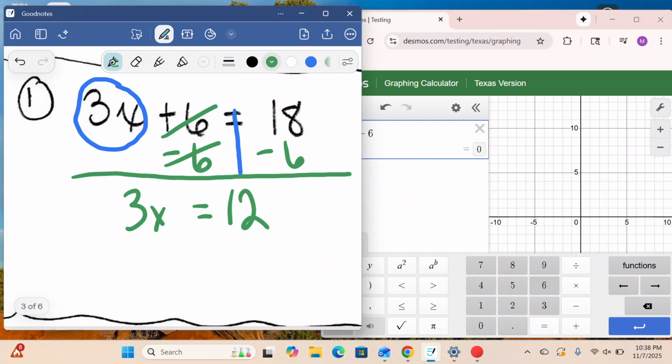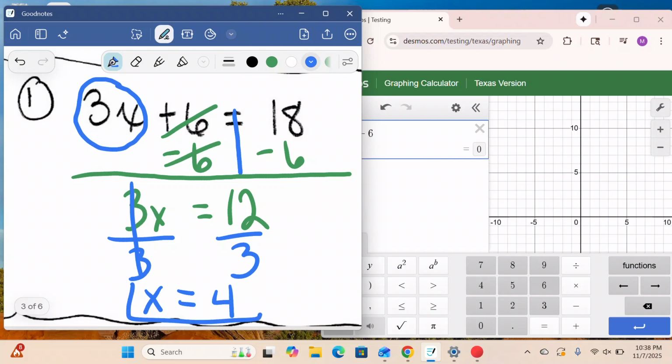What is the x value? The next step is I'm going to divide both sides by the number next to the letter, because the inverse of multiplication is division, and I want to get rid of the 3. So I'm going to divide this by 3, and I'm going to divide this by 3. 3 divided by 3 is 1, which gets rid of it and leaves x by itself, equal to 12 divided by 3. 12 divided by 3 is 4, and my x value is 4.